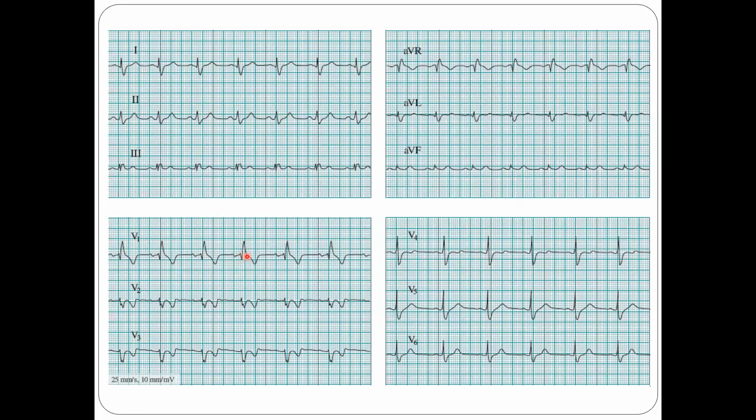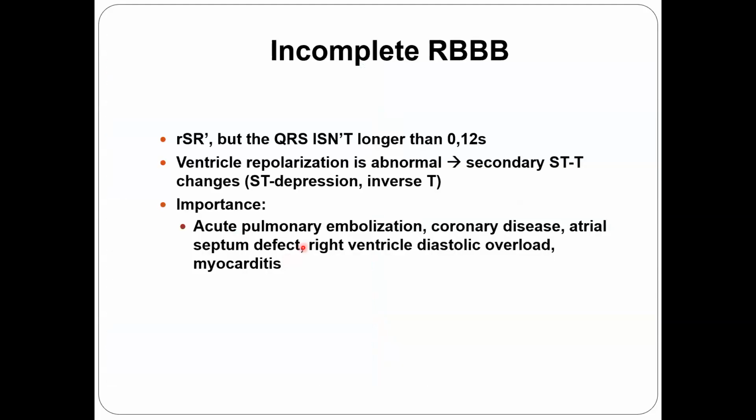Now, I haven't said anything about complete and incomplete, only the matter of the width of the QRS complex. If the QRS complex is still in the normal range, this is called an incomplete block. If it's wider than 0.1 second, that's called a complete bundle branch block. Okay, yeah, this is what I said.